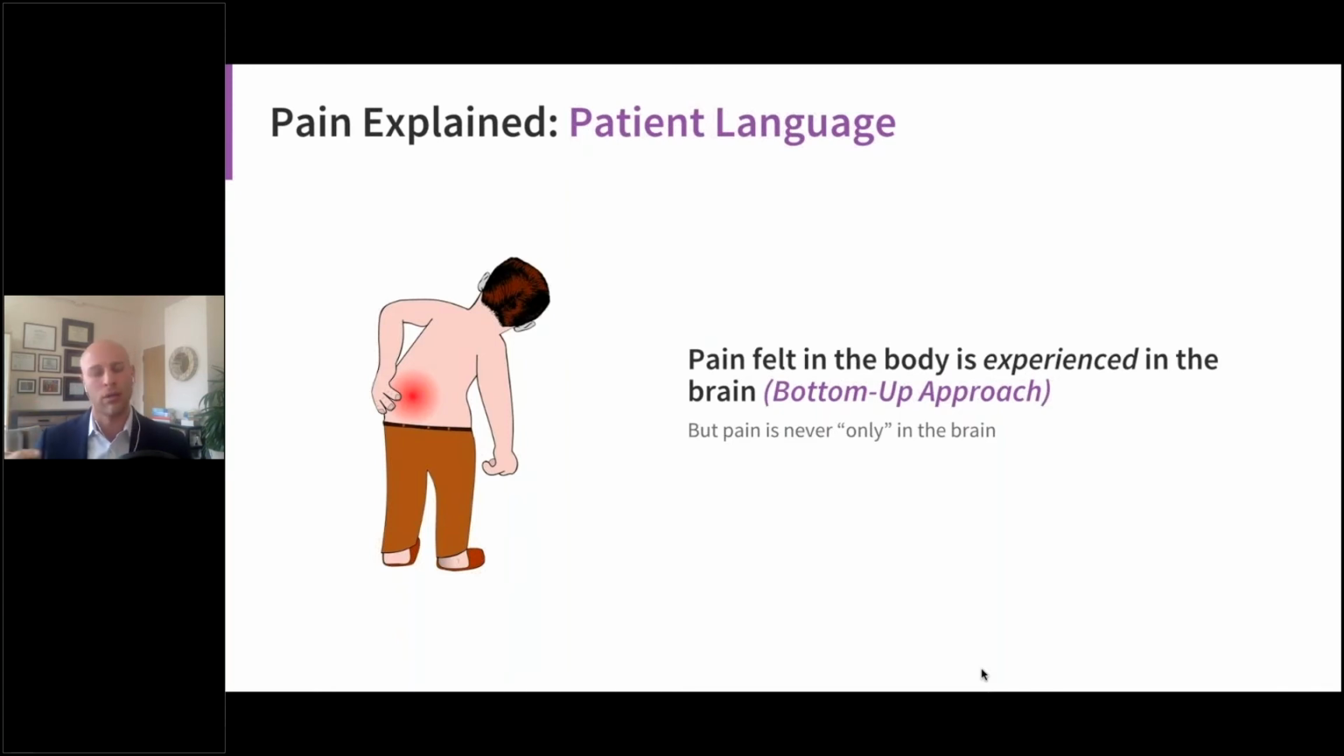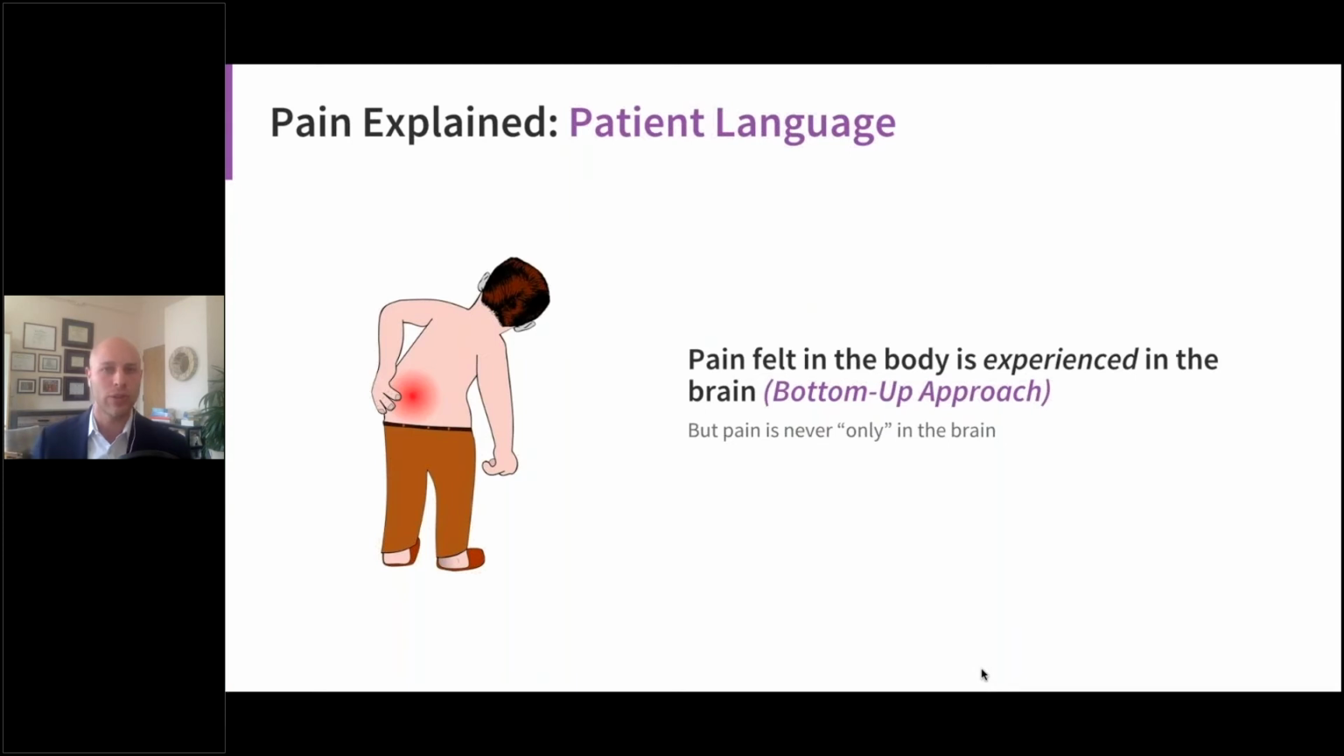And you can have a homunculus on your desk, and you can have that laminated and run people through all the pain pathways and the spinothalamic tracts and all that. Or you can just explain to them that yes, there is physical damage potentially going on there, but pain is actually experienced in the brain.